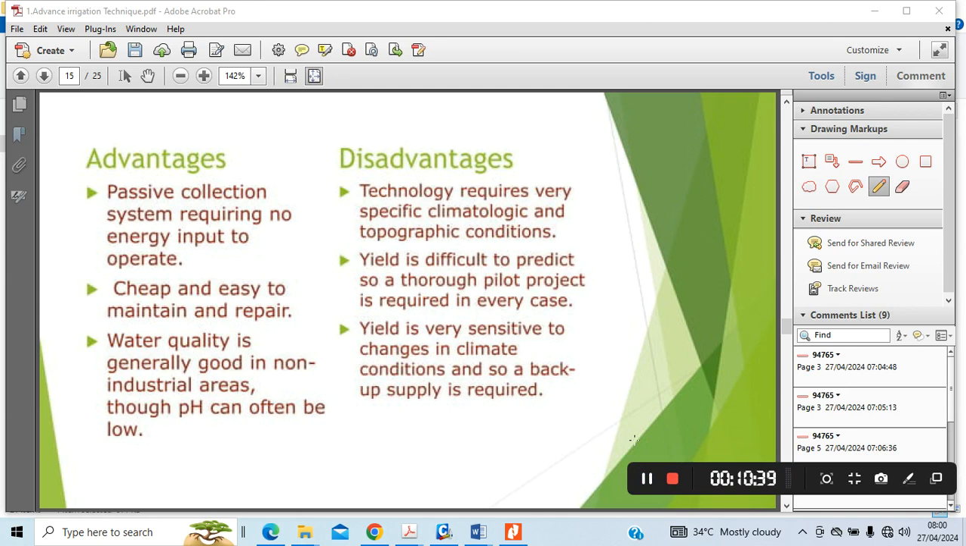Disadvantages: the technology requires very specific climatologic and topographic conditions. Yield is difficult to predict, so a pilot project is required in every case. Yield is very sensitive to changes in climate conditions, and so backup supplies are required.